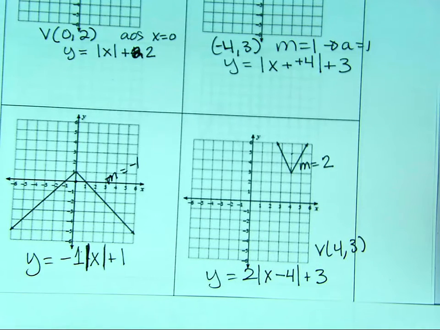So that is how you write equations of absolute values, by finding the slope, finding the vertex, and plugging it into that formula.